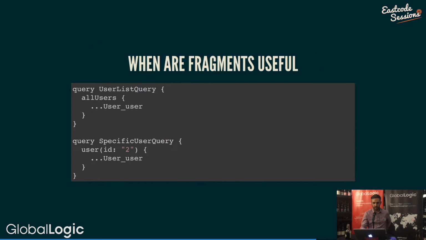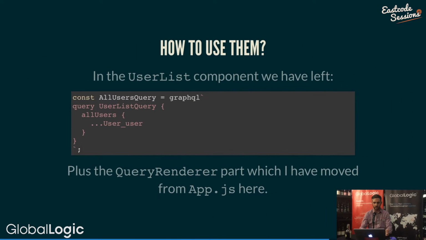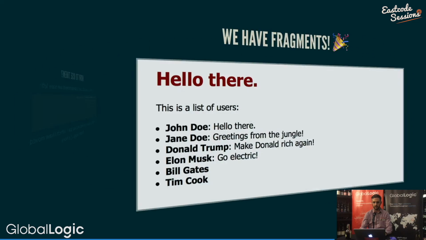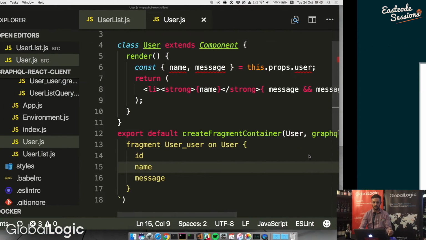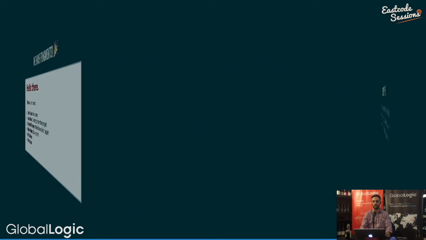So fragments. And of course, then if you just had like a user detail somewhere, you would probably do something like this, and then reuse the user fragment. I don't have a user detail. How to use them? We did that. We did that. And we have this. Yep. Sounds good.